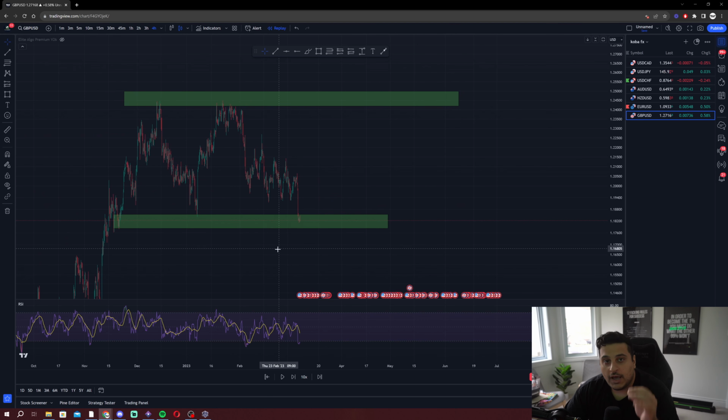Boom. We have our price go back down into our supply level. And over here, we see that we have an oversold RSI. This is where we can enter our trade. We enter it like this.